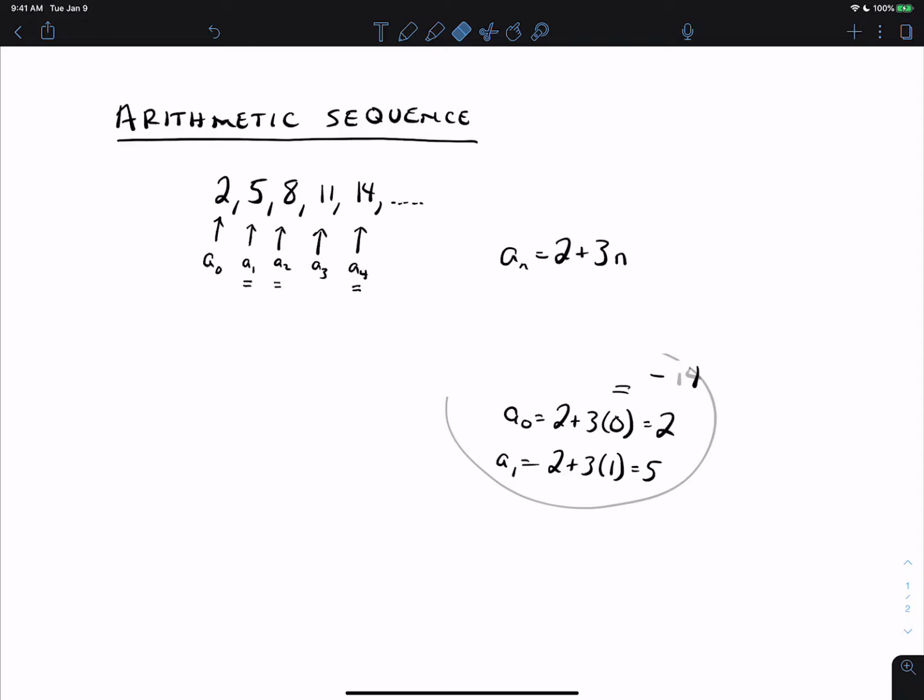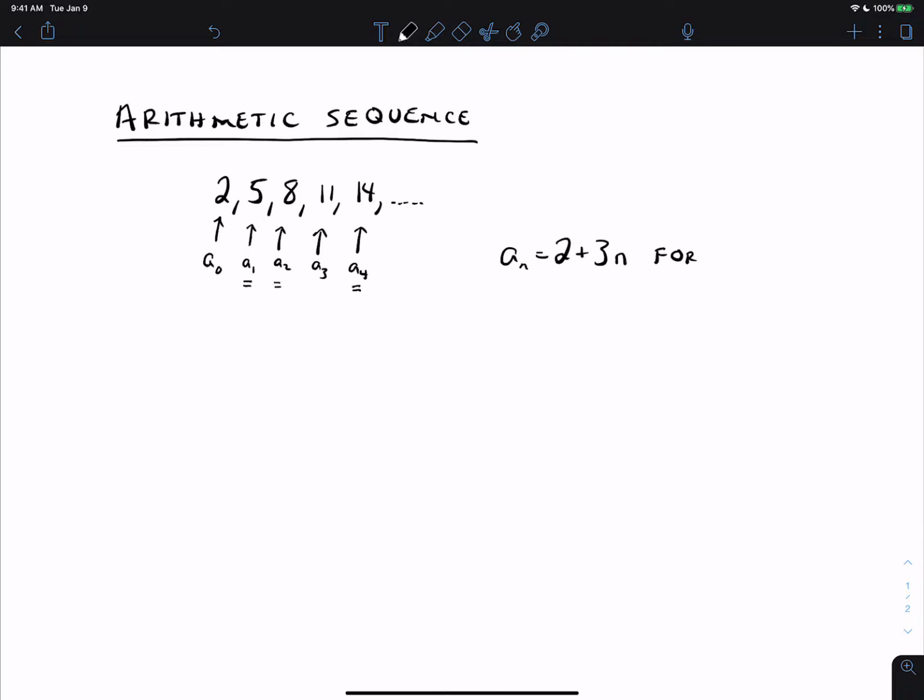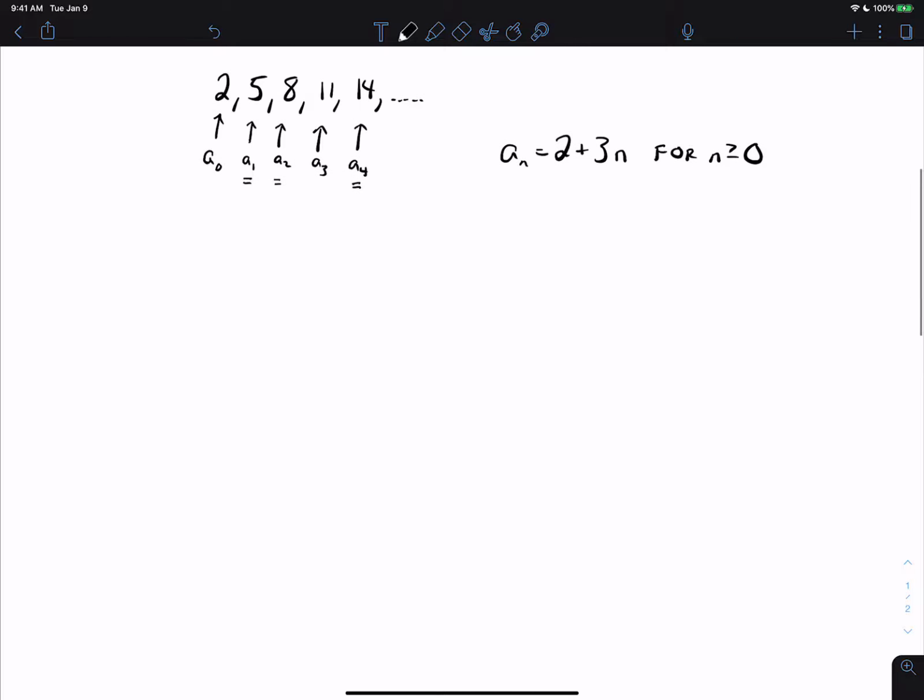So let's get rid of this and try another example. So in that previous example, we're talking about a sub n equals 2 plus 3n, obviously for n greater than or equal to 0. We could modify this to start somewhere else, but let's go with this for this first problem. So okay, let's look at another one.